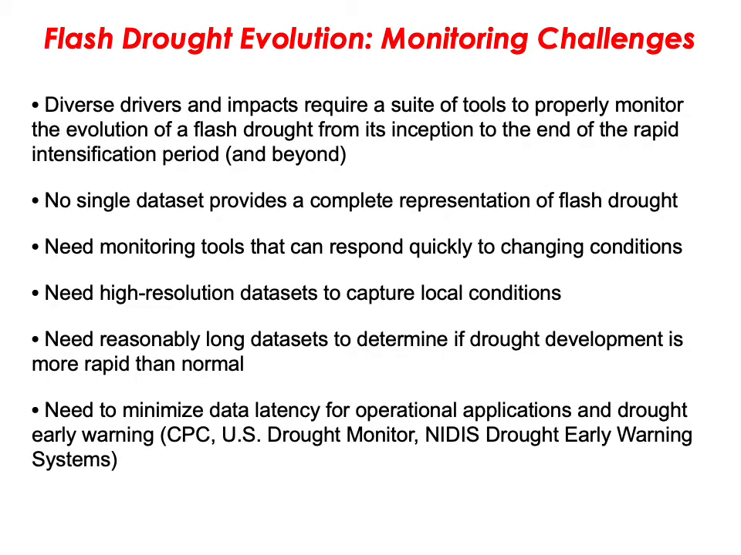Okay, so next I want to summarize results from these previous slides, and I'll also discuss some of the challenges that we experience in regard to monitoring the evolution of flash drought. As mentioned earlier, there are many drivers and many impacts during flash drought that together require a large set of tools in order to monitor flash drought from its inception to the end of the rapid intensification period and also beyond that. I want to emphasize again that no single monitoring data set is able to provide a complete representation of flash drought.